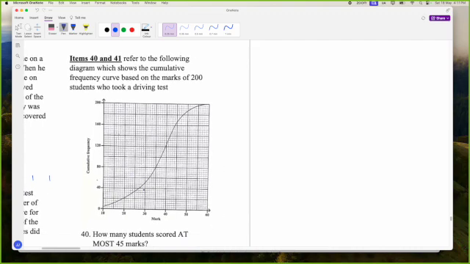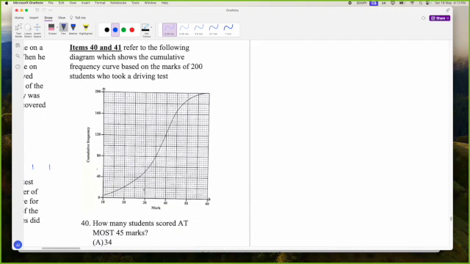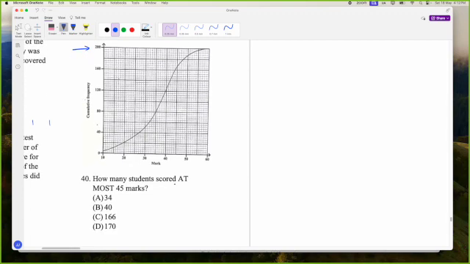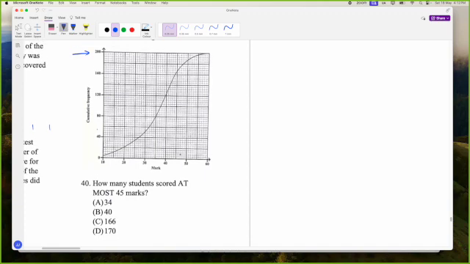Items 40 and 41 refer to the diagram which shows the cumulative frequency curve based on marks of 200 students who took a test. We might finish quite early because we already reached 40, so we have 20 more to go. I can see the 200 students here, and these are the marks. How many students scored at most 45 marks?